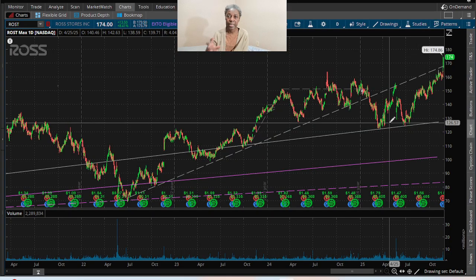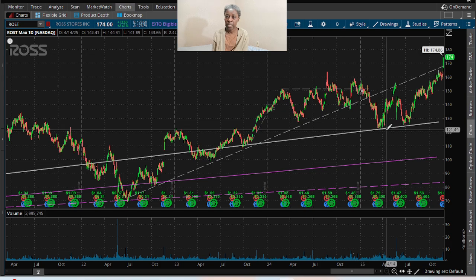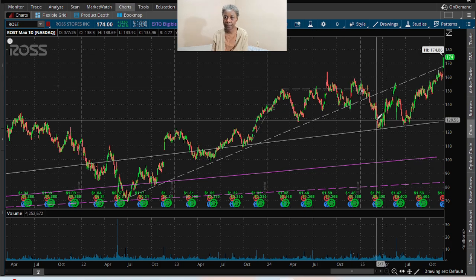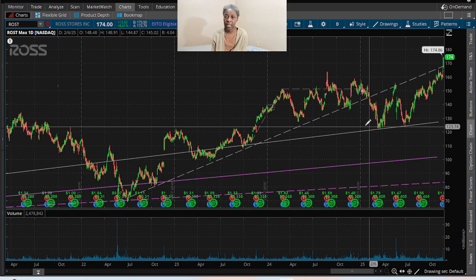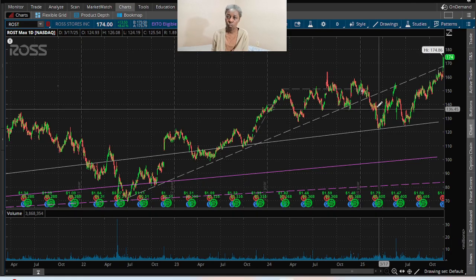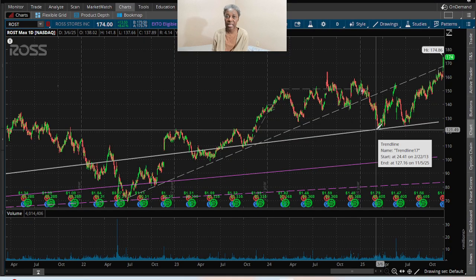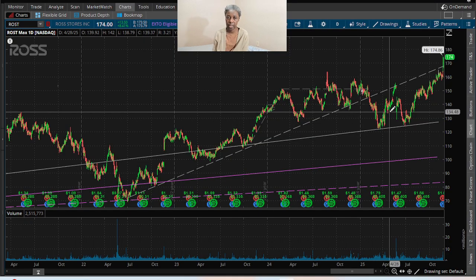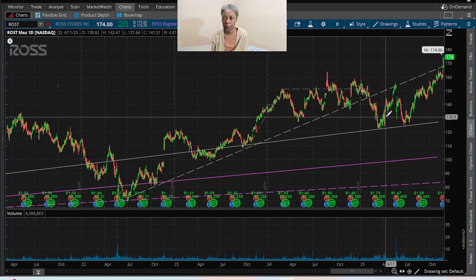So that is an example of tracing. I don't really trace the pullback, but I watch the pullback. I trace the support line supporting the base of the chart and watch the pullback to that base and then buy from there to climb up together.